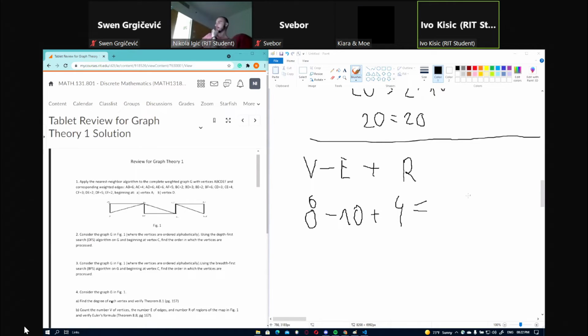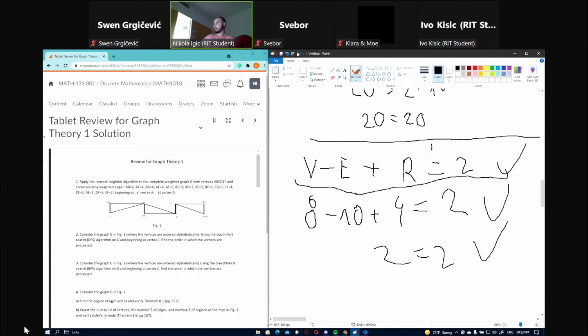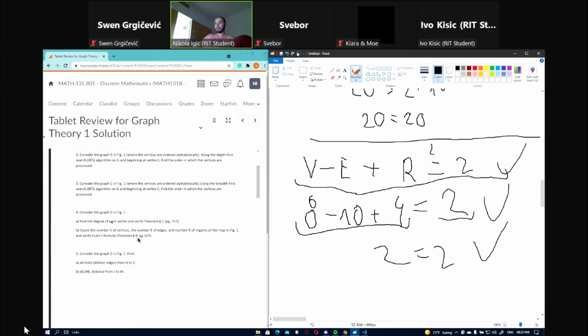How much is this? 2 is 2. Done. Nice. And that's all. Look, you wrote this at the start, V minus E plus F equals 2, I forgot to write 2. And every time you can make any of this, it will be equal to 2. And if it's equal to 2, you proved Euler's formula. Is it always 2? Yeah, it's always 2.